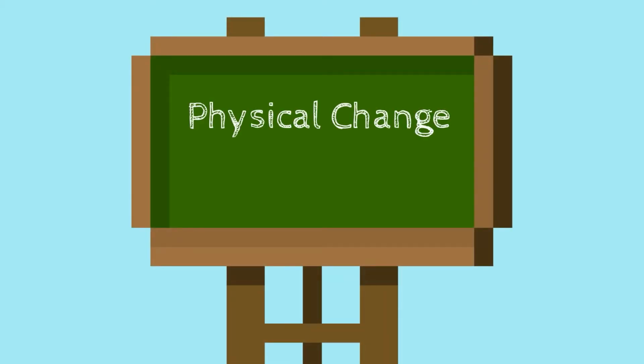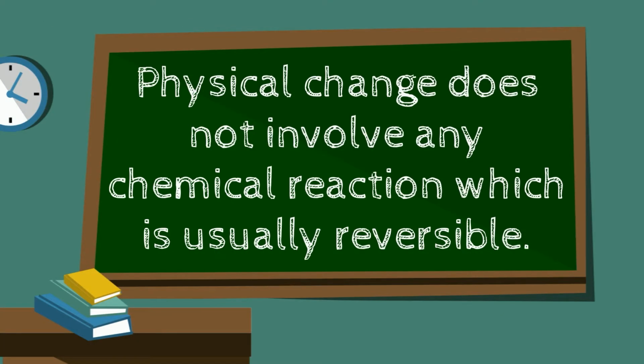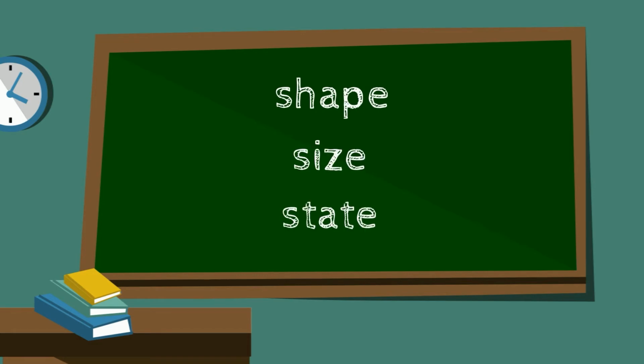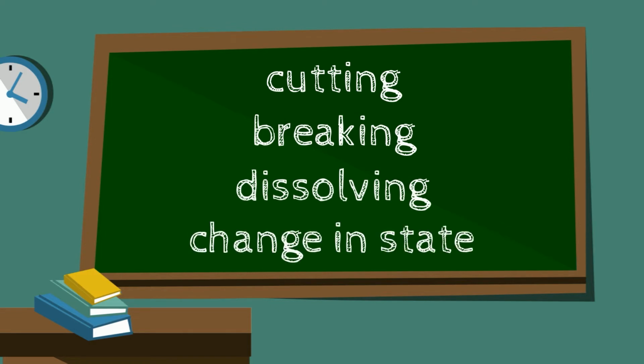There are only two basic changes in matter: physical change and chemical change. Physical change does not involve any chemical reaction and is usually reversible. It means that the object only changed its shape, size, or state and not its chemical composition. Some very elementary examples involve cutting, breaking, and dissolving. However, some changes also involve the change in state. Let us look at them one by one.